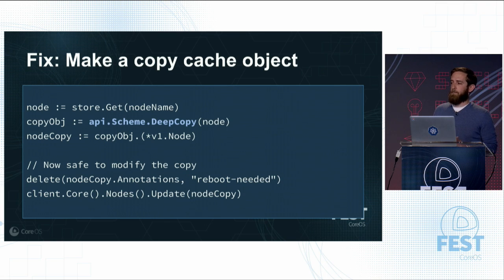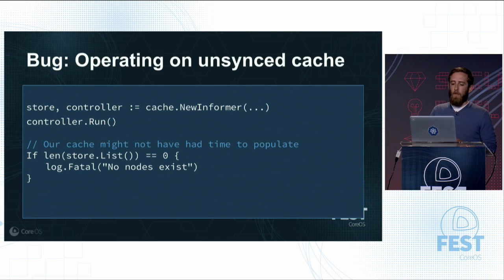So the fix is actually just make a copy of the cache object. And so there's a helper in the library, api scheme.DeepCopy. And so if you need to, maybe you get something out of the cache, you check a few things on it, and you need to make changes, just copy the object, make your changes, and then update that in the API server.